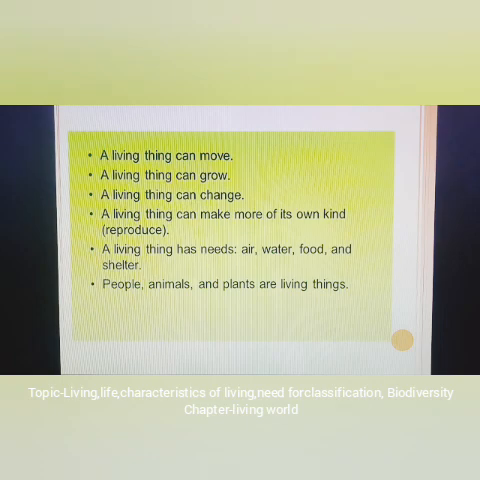If these features are common in some organisms, then obviously those organisms are commonly known as living things or living organisms. Always keep in mind that these living organisms always need air, water, food and shelter for their survival. Second thing is that people, animals, plants, they are all living things. These are the examples of living things, you can consider this.